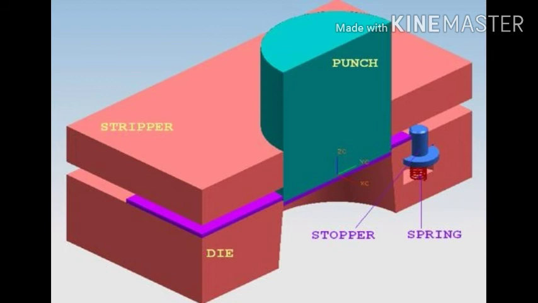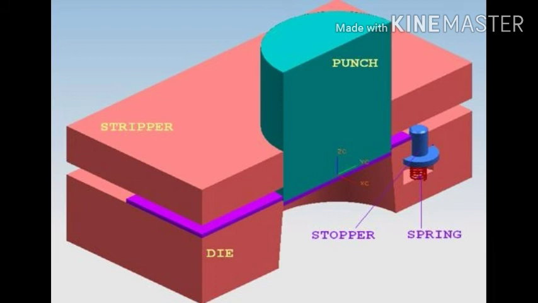To facilitate the removal of the strip from the punch, another plate is mounted on the top of the die with the help of screws and dowels. This plate does not allow the strip to drag along with the punch. That plate is called the stripper plate. That is the main function of the plate. As it strips stock material from the punch, hence it is called the stripper plate. Stripper plate also guides the strip to feed in line with the die profile.